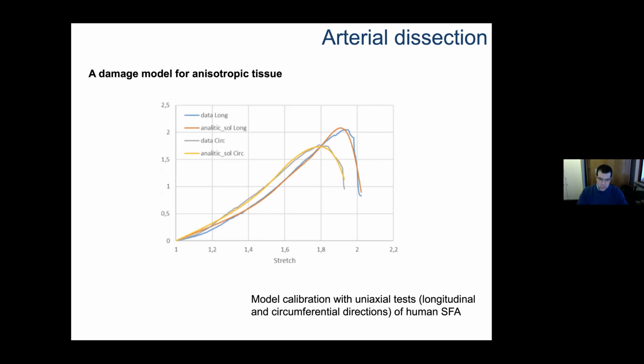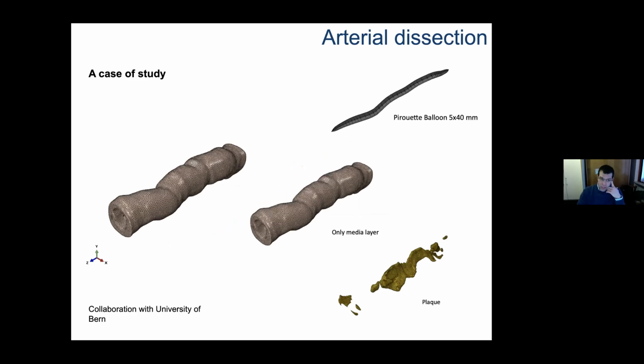The next step was to implement this into finite element software, and then we applied it to a case study that we are currently analyzing in collaboration with the University of Bern. The model that we are analyzing is a segment of the surface femoral artery, a distal section. Within this artery, you can distinguish the medial layer and the plaque. We are leaving the adventitial layer out of the model at the moment. We are incorporating it now, but the results you will see consider only the media layer. And then, of course, the balloon that is used for doing the angioplasty.